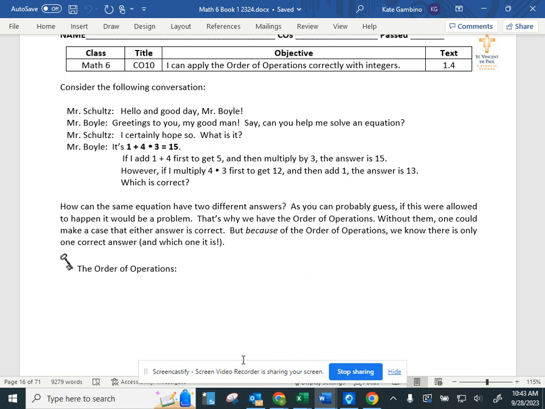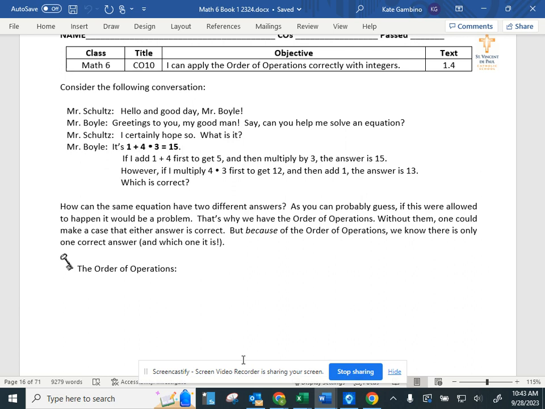So to start with, let's think about this conversation that Mr. Schultz is having with Mr. Boyle. Mr. Schultz says, "Hello and good day, Mr. Boyle." Mr. Boyle says, "Greetings to you, my good man. Say, can you help me solve an equation?" Mr. Schultz says, "Well, I hope so. He is the math teacher. What is it?" Mr. Boyle says, "It's 1 plus 4 times 3 equals 15.